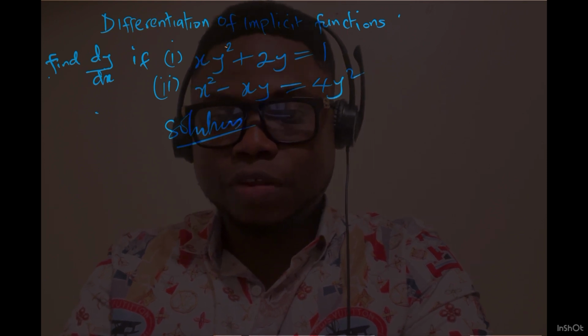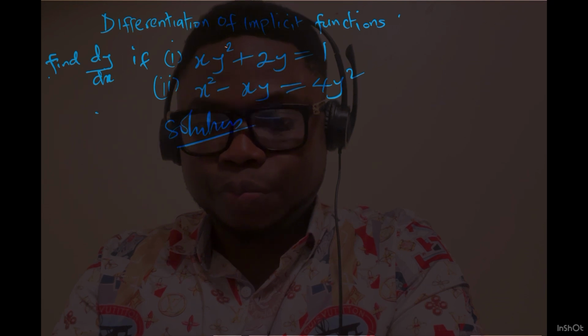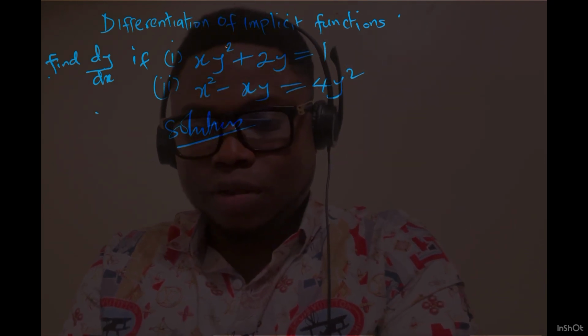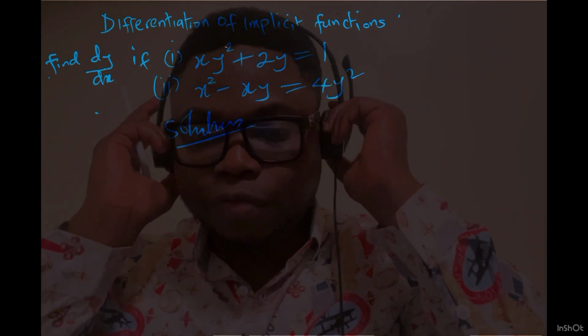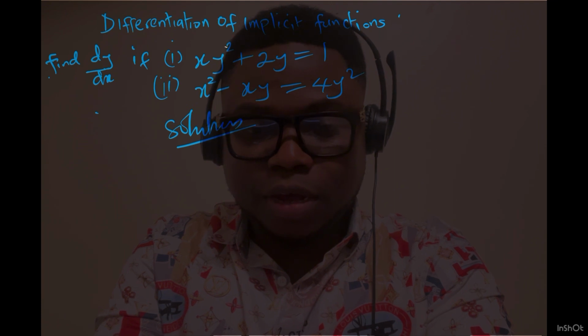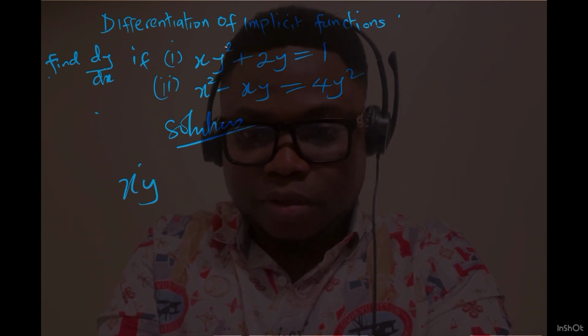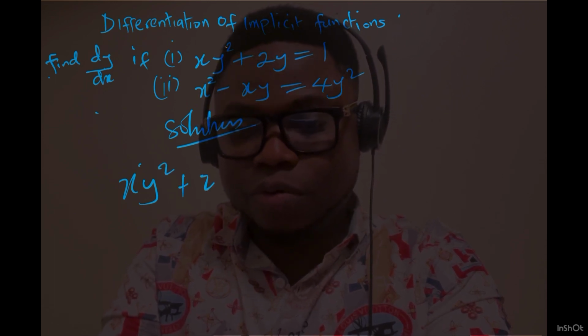So for me to solve this first one, I'm going to consider xy squared as a product and 2y as a composite function. I'm going to apply chain rule here in the first term. So I have xy squared plus 2y is equal to 1.